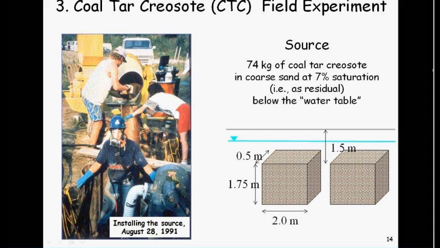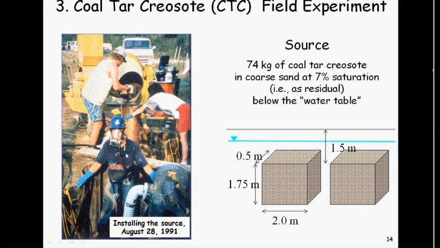To emplace the source, first of all, we drove in this sheet piling box. It's about 6 meters by 2 meters. We then dewatered the sand in the box with 2 wells at each end. Then we excavated the sand with a backhoe. We then emplaced the coal tar creosote in the bottom of the hole. We actually emplaced it as 2 blocks with borden sand around it, trimming it in under well-controlled conditions.